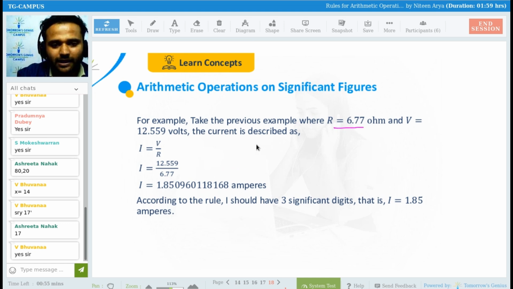So I equals V by R. V by R is this, so that is your ampere. According to the rule, I should have three significant figures. That is I equals 1.85, because that is your three significant figures.